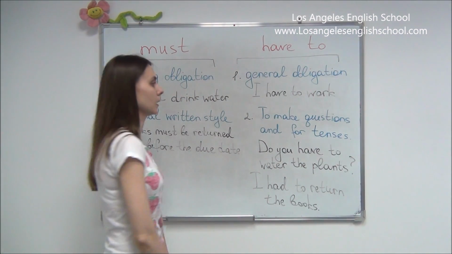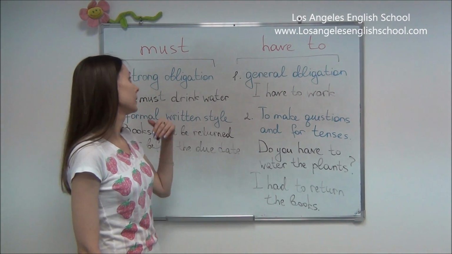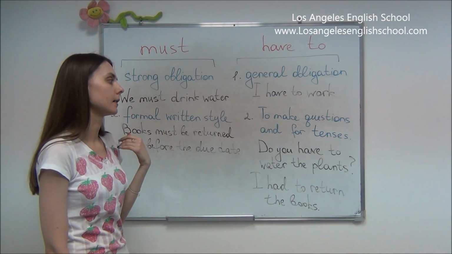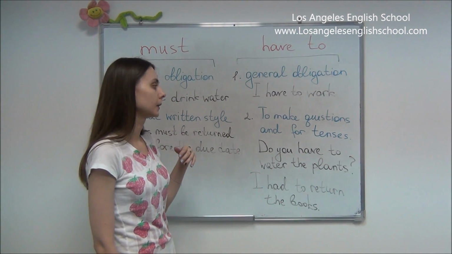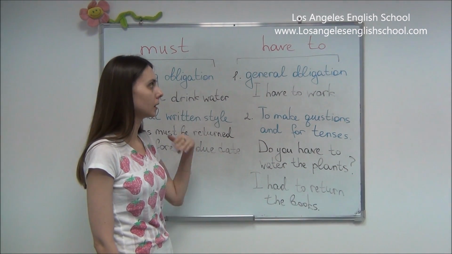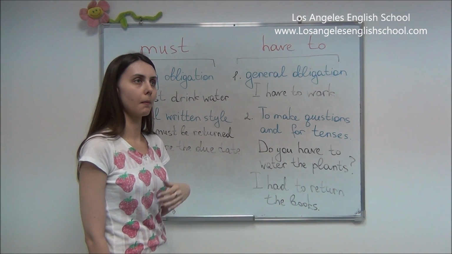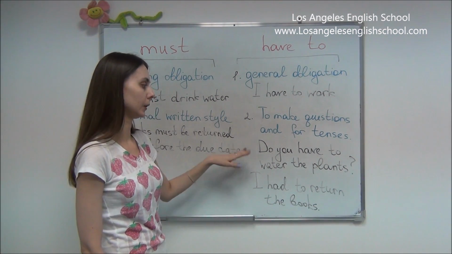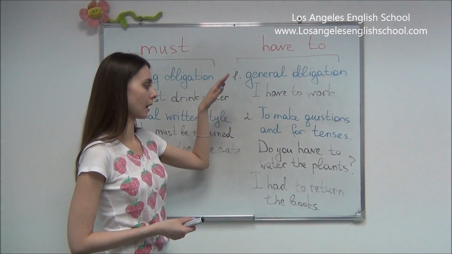Have to we use to make questions and to form other tenses. While must is used generally in the present and in positive, affirmative sentences, to make questions we need to use have to. Usually you cannot ask, must you come? You need to say, do you have to? So when you want to make a question, use have to.